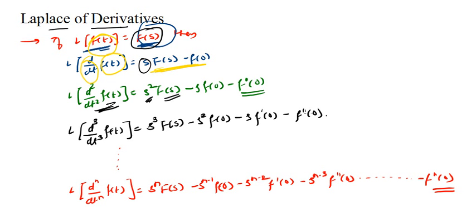If you observe d3 by dt cube of f of t, you have to differentiate it 3 times, so the power of s is also 3, and you need to decrease the power consecutively. So this will be 3 to 2, 2 to 1, and then 1 to 0. That way you can define the formula for finding the Laplace transform of the nth derivative of the function f of t.